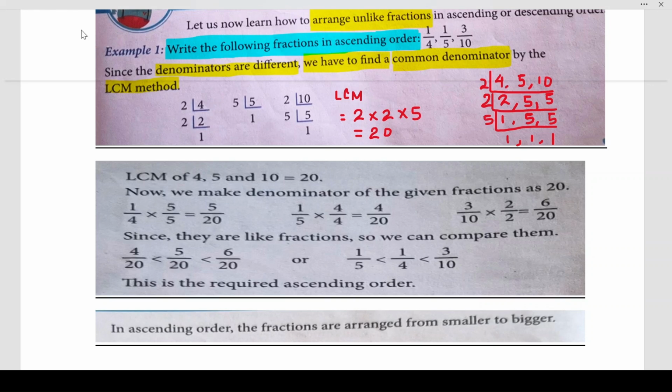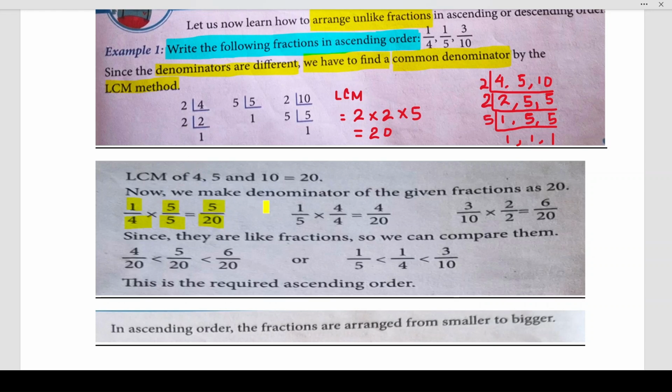Now 1 by 4 has to become some number by 20. What is the relation between 4 and 20? 4 fives are 20. So because 4 times 5 is 20, the numerator of this fraction 1 by 4 has to be multiplied by the same 5 and then we will get 5 by 20.